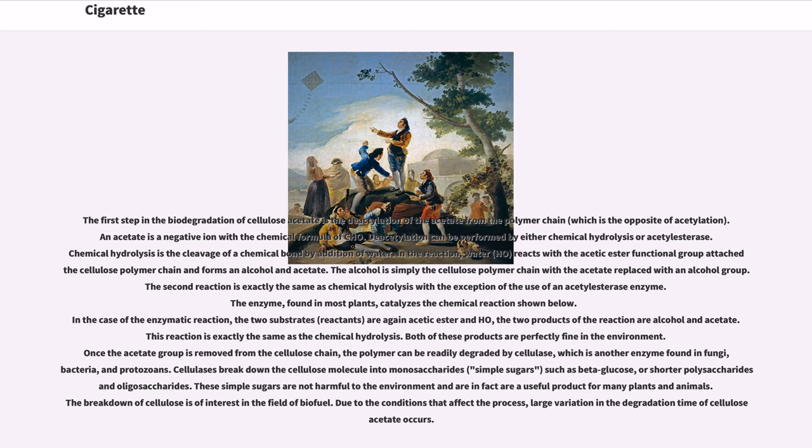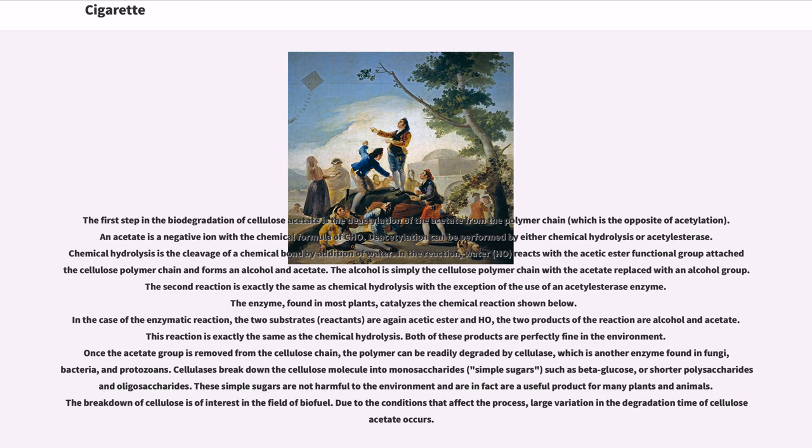Chemical hydrolysis is the cleavage of a chemical bond by addition of water. In the reaction, water reacts with the acetic ester functional group attached to the cellulose polymer chain and forms an alcohol and acetate. The alcohol is simply the cellulose polymer chain with the acetate replaced with an alcohol group.